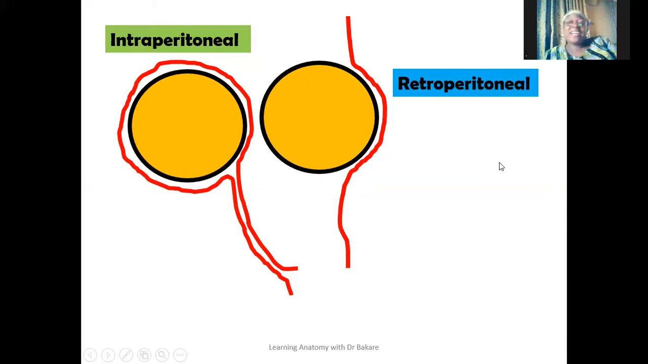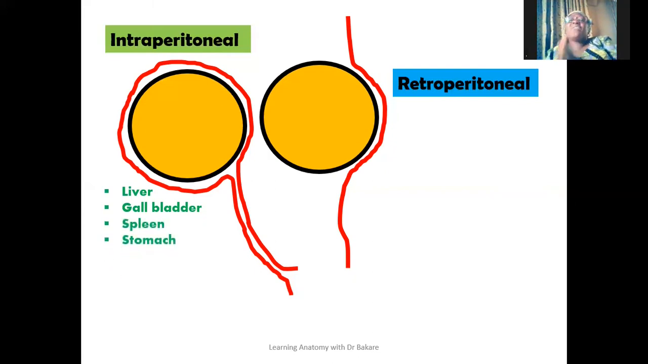Examples of organs that are intraperitoneal include the liver. We have the gallbladder, which is also located close to the liver. Then we have the spleen, we have the stomach. Then we also have some organs that are not entirely either intraperitoneal or retroperitoneal. So you have some regions of these organs that are intraperitoneal, while the others are retroperitoneal. For the small intestine, the jejunum and the ileum are intraperitoneal, and that is why you see the mesentery of the small intestine that is connected to the posterior abdominal wall.